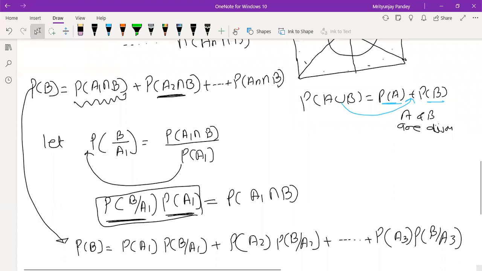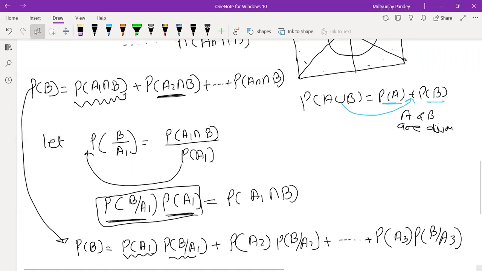Right? Matlab, first of all, you have to write the probability of box, and after that, choose B from A1. This is the probability of box 1, and this is the probability of B from A1. Similarly, probability of box 2 and B from A2, like that. जैसे कि मैंने पहले आपको 4 बॉक्सेस का एग्जांपल दिया, उसी को इन जनरल बोल दिया.